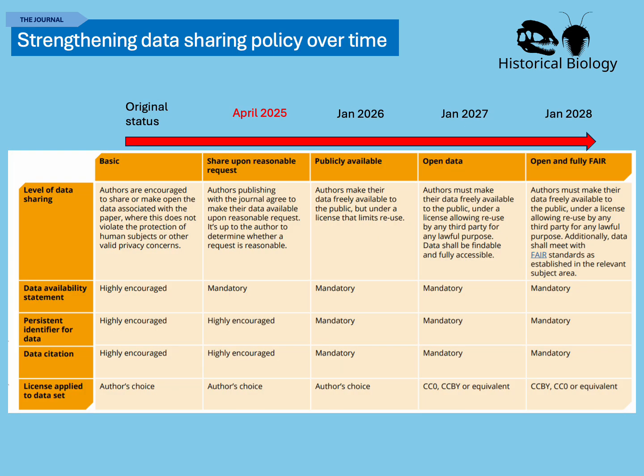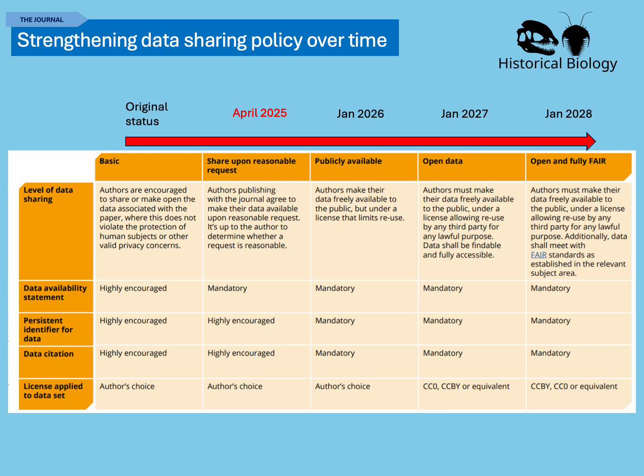One of the biggest changes that we're making is the strengthening of our data sharing policy. Initially, when we took over, we had the basic data sharing policy, in which authors were encouraged to share their data or to make them open, but there was no requirement to do so. From April of this year, we changed to share upon reasonable request. One of the changes this made was data availability statements became mandatory.